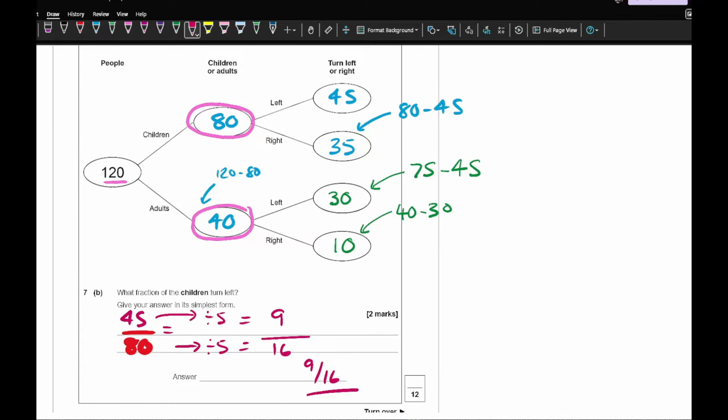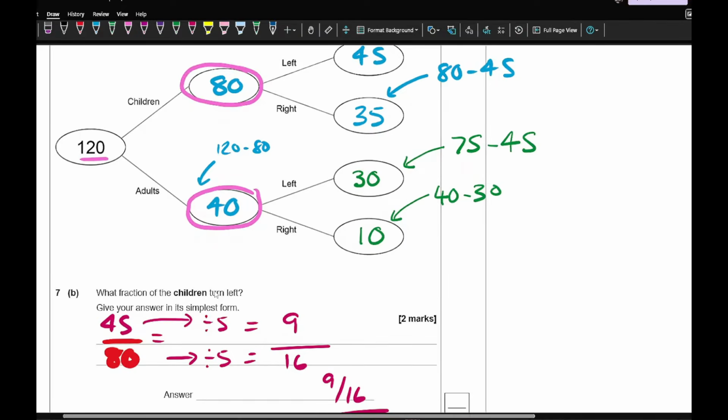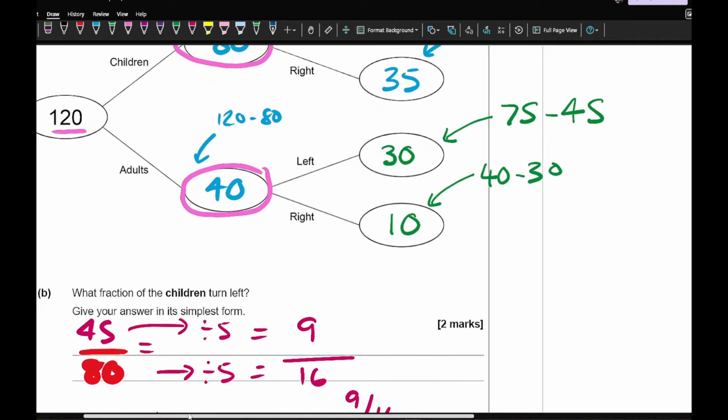is 9 over 16. Now, if you wrote any other fraction or left your answer as 45 over 80, obviously you would lose a mark because the question specifically asked you to write it in its simplest form. Let's just zoom in on that because I forgot to zoom in on that question.